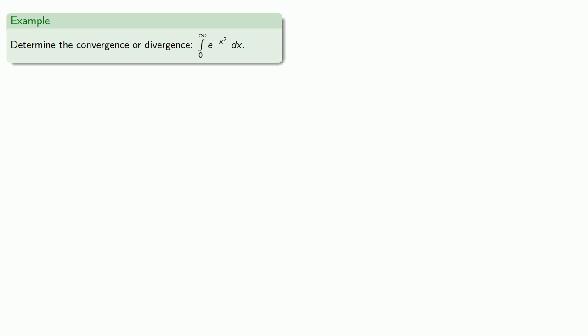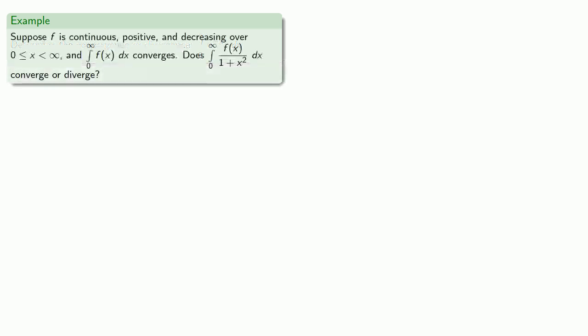Now, admittedly, that was a hard problem because you had the function and you could have found the actual value of the integral. So let's make the problem easier by eliminating the function. Now, of course, you have to know something about the function, so let's suppose it's positive, continuous, and decreasing over our infinite interval, and maybe we do know that the infinite integral converges. Does this other improper integral converge or diverge?